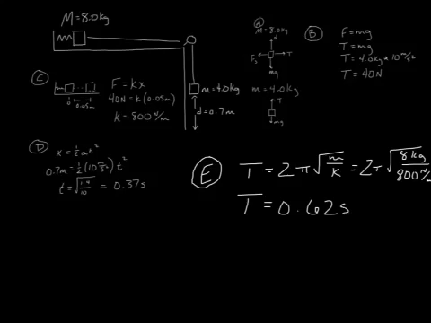Now that we have the period, we can find the frequency using the equation. The frequency equals 1 over T, the period. Substitute in for the period. 1 divided by 0.62 seconds equals 1.6 hertz.